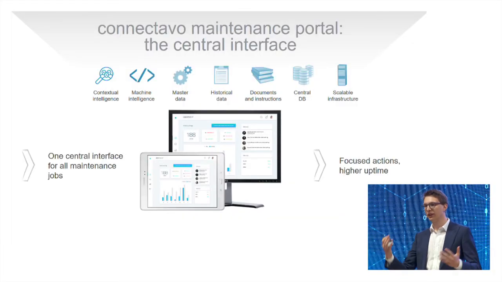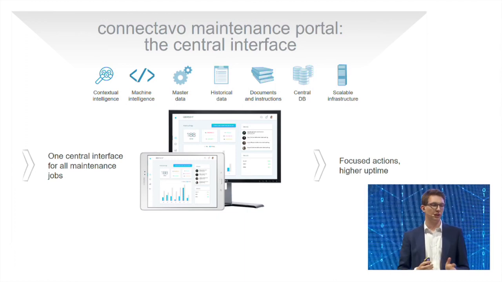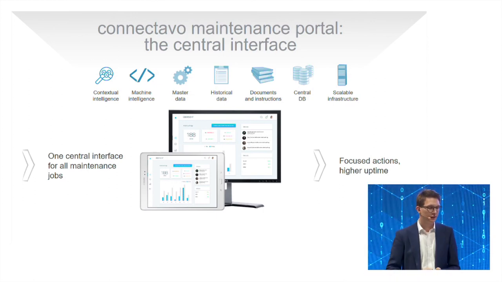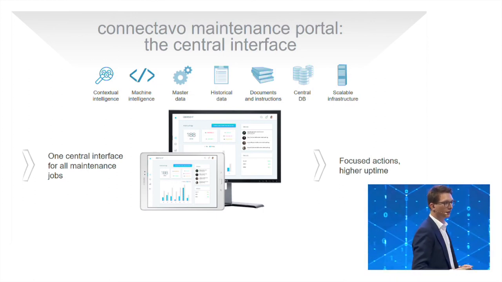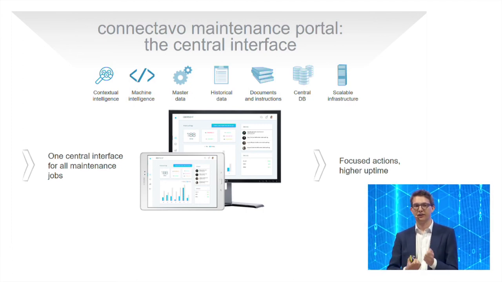And this is our proposed solution. What we do is the Connectavo maintenance portal. It's a central interface that combines all the different aspects that are related to maintenance work in an industrial plant in one portal. And it's available as an app and as a web portal. Very important to us is that it's centralized, keeps all the information at hand, and is easy to use.